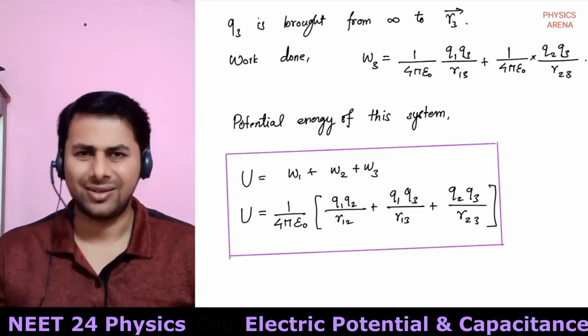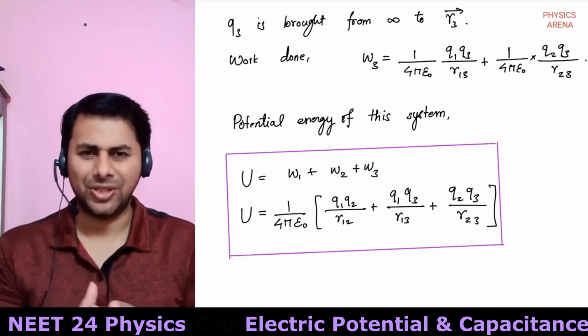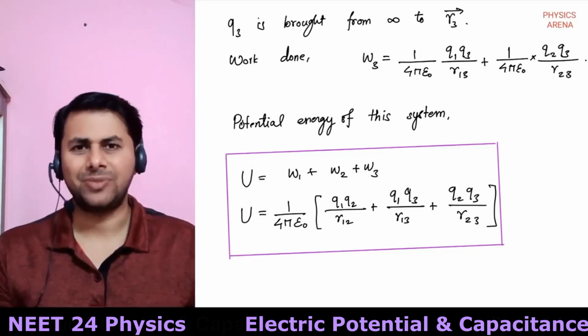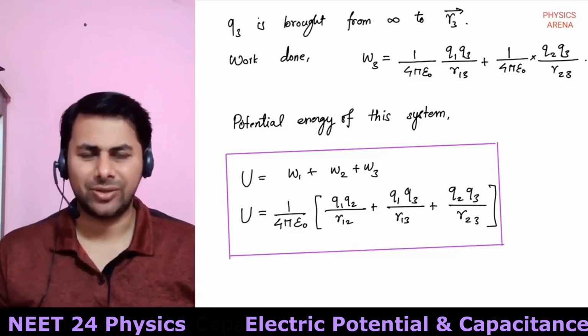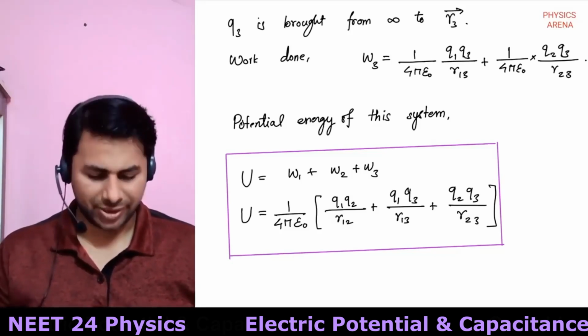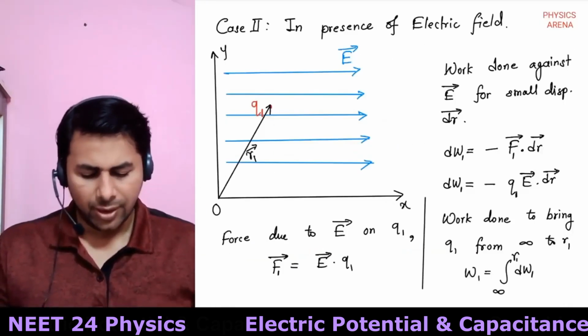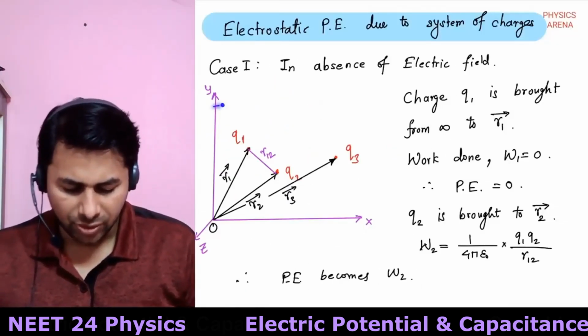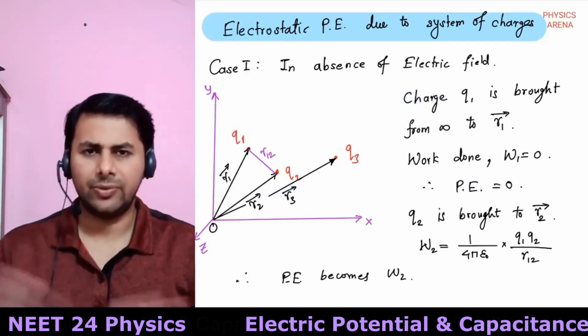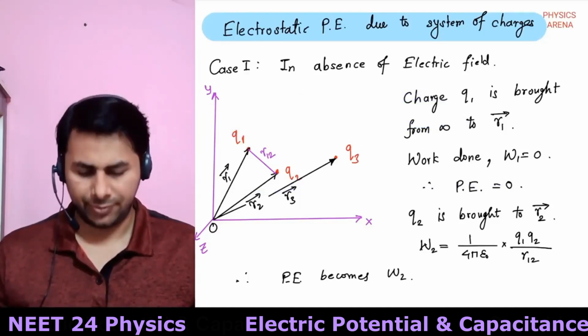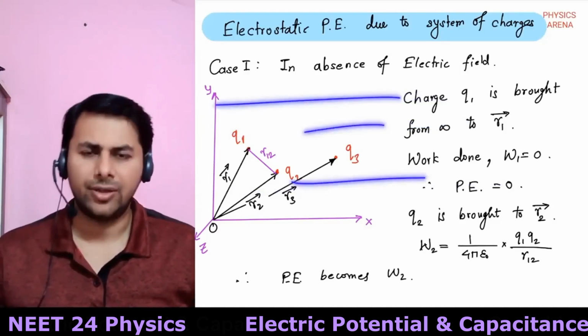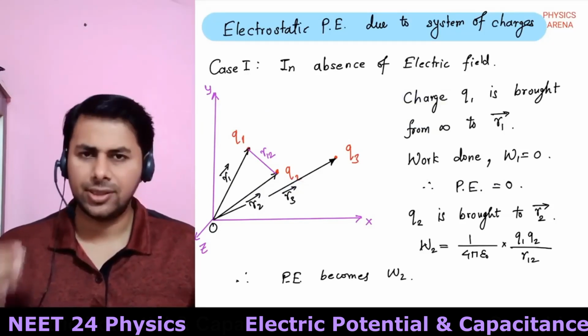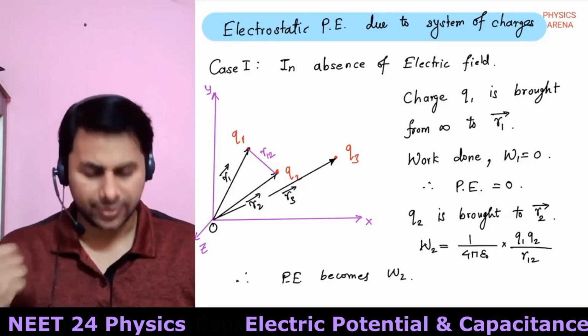So what will be the potential energy of n number of charges? At max n will be equal to 3 if there is a question. Now in this case we considered that there is no electric field in this region, so work done is just work done against the other charges.